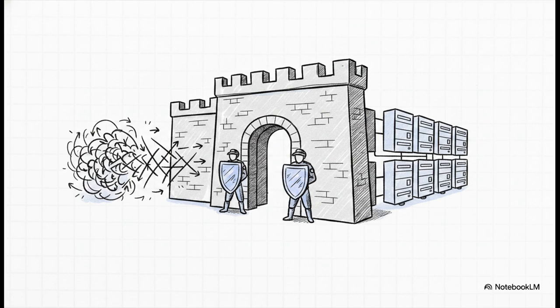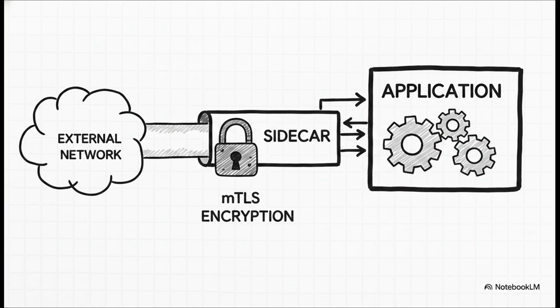Think of these components like highly trained, heavily armed security guards stationed at the doors of every single room in a building. They intercept every single request, rigorously check who is calling, and verify what they are allowed to do, all before the request even gets close to your application's business logic. Let's dive into the details of exactly how a service mesh achieves this without modifying the app at all.